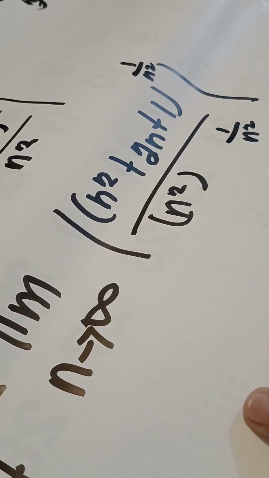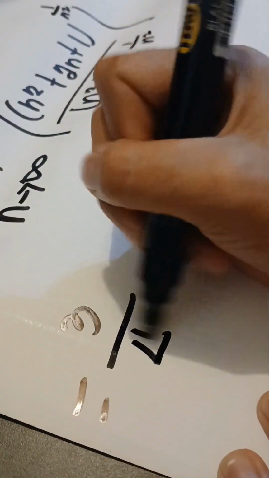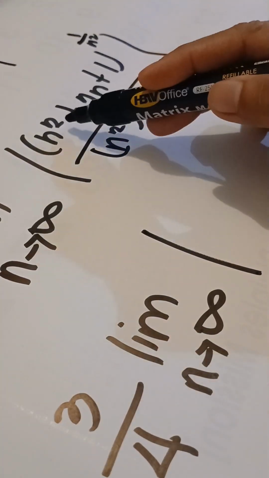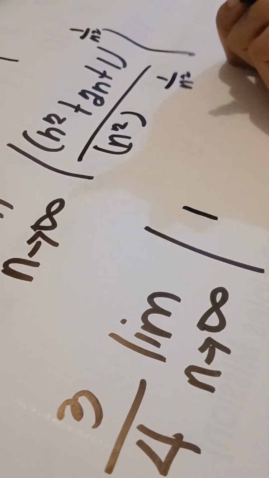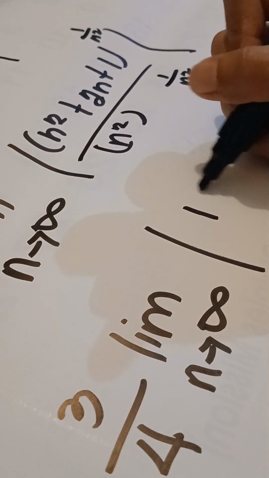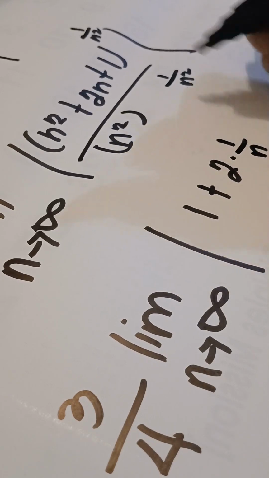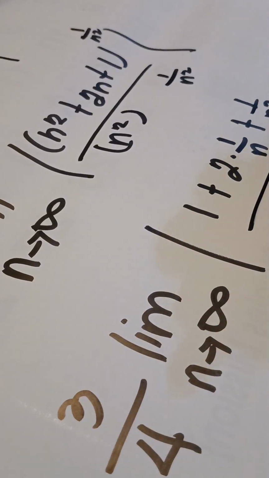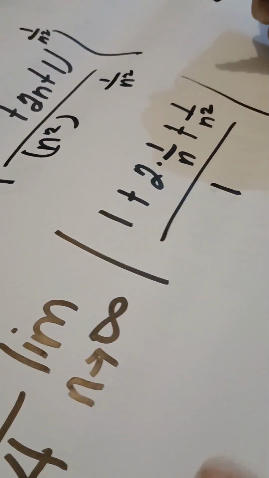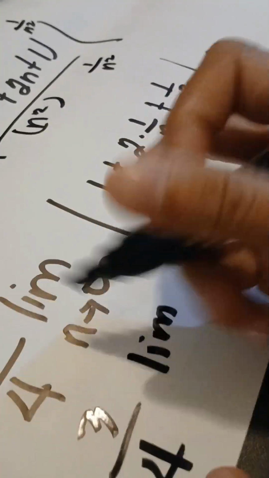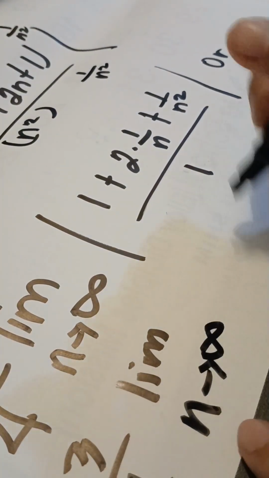So 3 over 4 times the limit as n approaches infinity. I'm going to have a 1 plus 2 times 1 over n plus 1 over n squared, since n squared times 1 over n squared over 1, but in this case we don't need to write the over 1. So we're just going to have 1 plus 2 times 1 over n plus 1 over n squared.